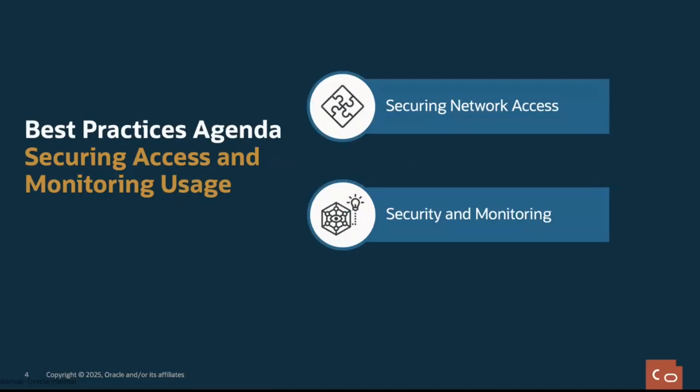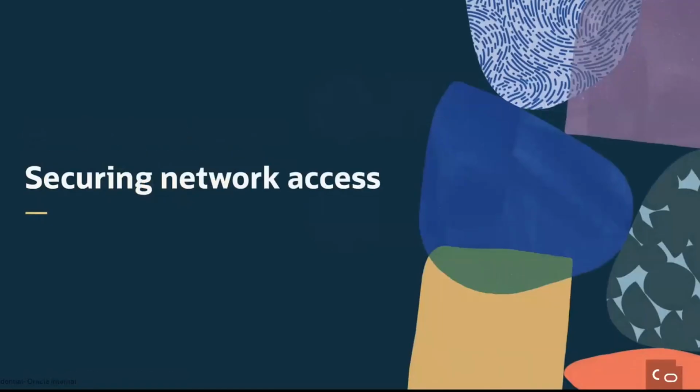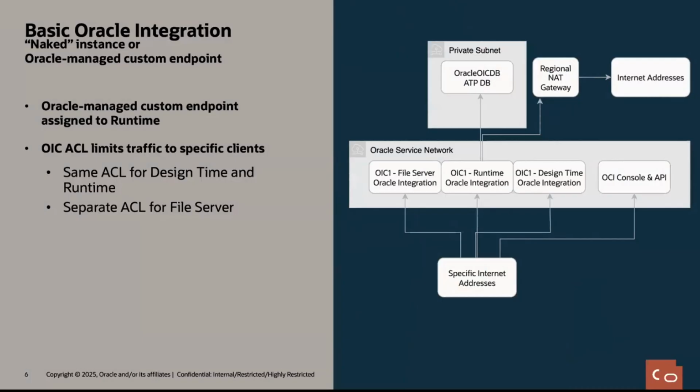So we've really got two key areas we're going to talk about. We're going to talk about how to secure the network access to an Oracle integration instance. And we're going to talk a little bit about some of the security and monitoring associated with that. So let's start off with the network access.